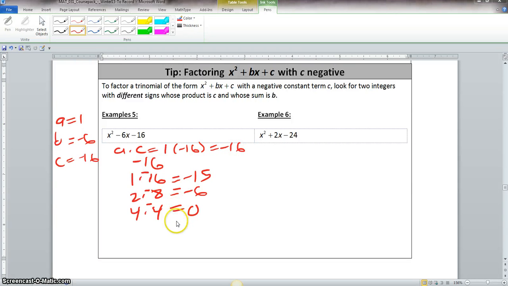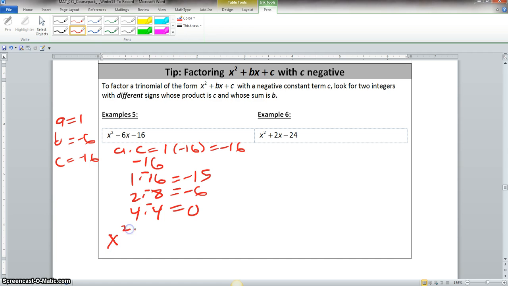Okay, picking up where we left off, we had 1 and negative 16 gave us negative 15, 2 and negative 8 gave us negative 6, and 4 and negative 4 gave us 0. Now we were trying to find what b is, which is negative 6. So now we substitute in 2 and negative 8.